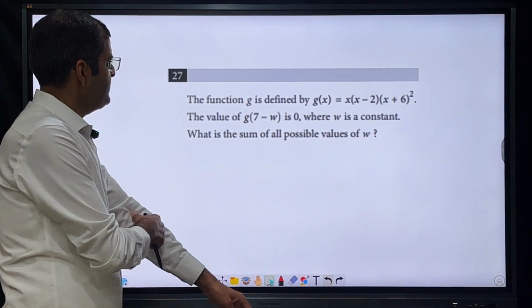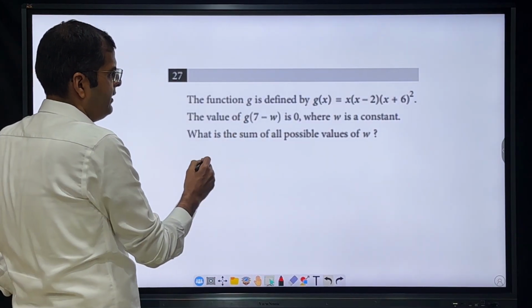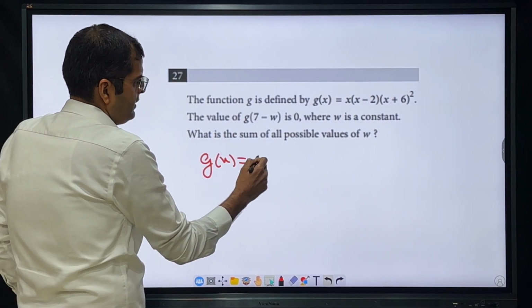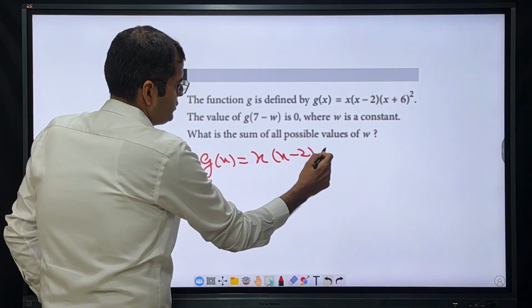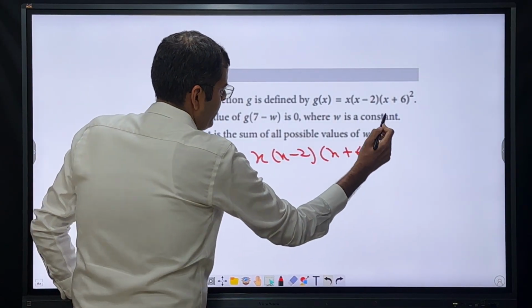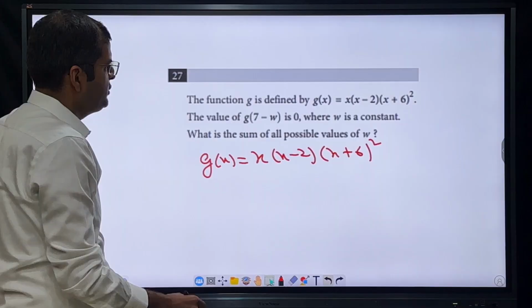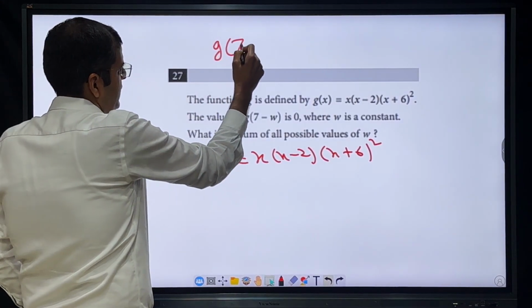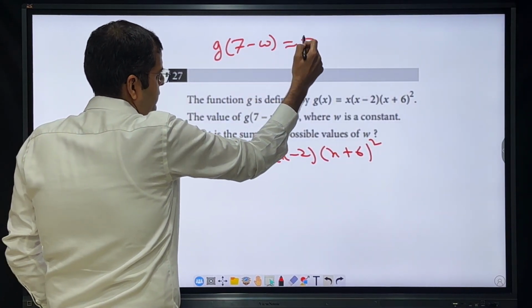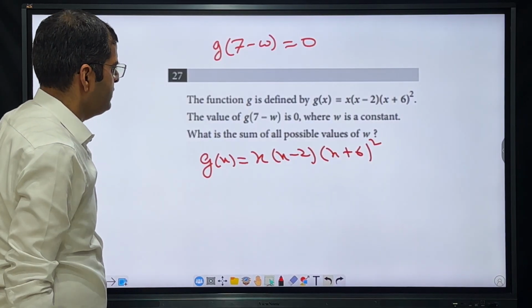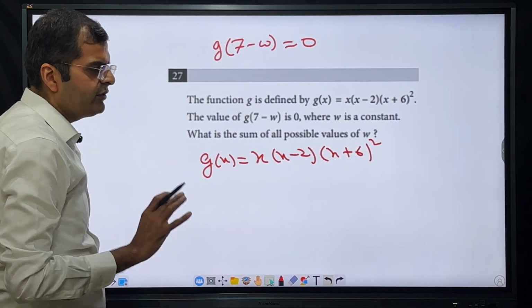Now the last question says here, the function g is defined by g of x is equal to x into x minus 2 into x plus 6 whole square. The value of g of 7 minus w is 0, where w is a constant. What is the sum of all possible values of w?